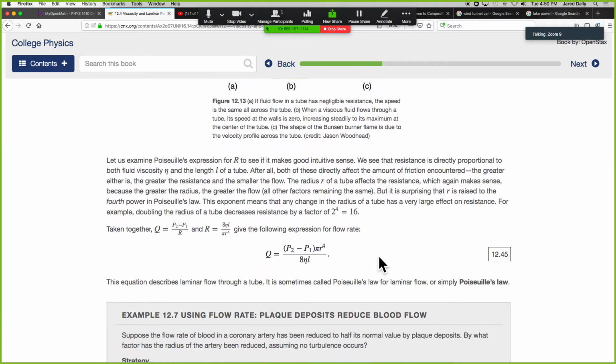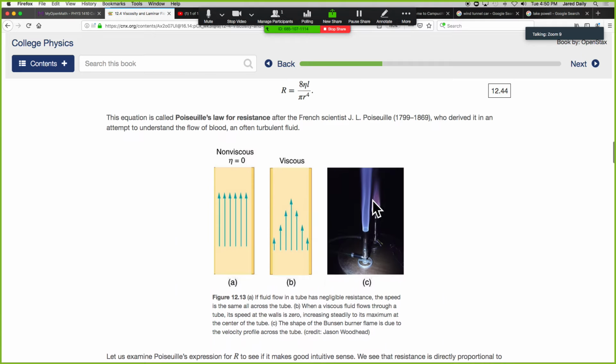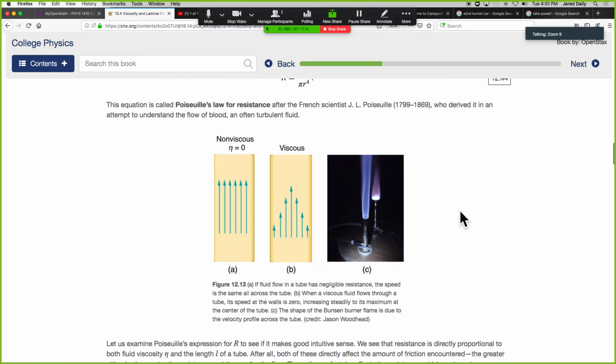So you may want it to be one way or the other. If you want a really, really tight flame, for example, or a tight whatever, then maybe you want more viscosity. But if you want this long, straight flame, then maybe you want less viscous.